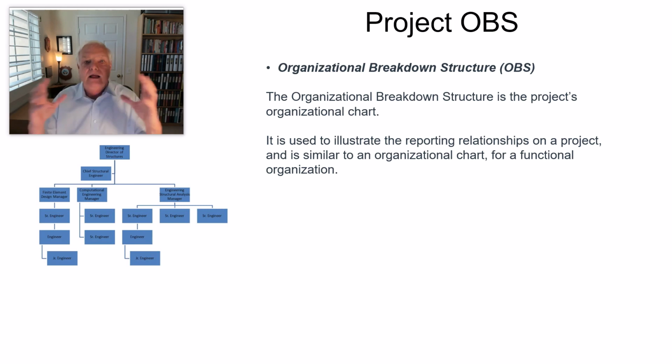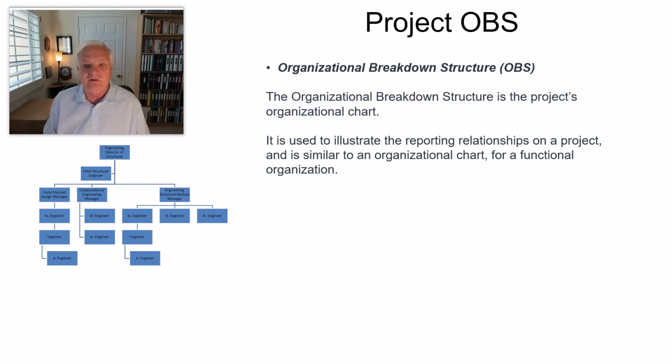Now, there are different elements that you're going to see as we start to introduce a project and you start to pull it together. There are formalized OBSs that you will have to pull together, but in the beginning of a project, one of the first things you need to think about is the organizational breakdown structure, the project's org chart. The OBS gives you the opportunity to illustrate the reporting relationships of a project, and it's similar to the org chart for a functional organization, but it gives you that ability to understand that. Who reports to who? What is the relationship? Those are very, very important.